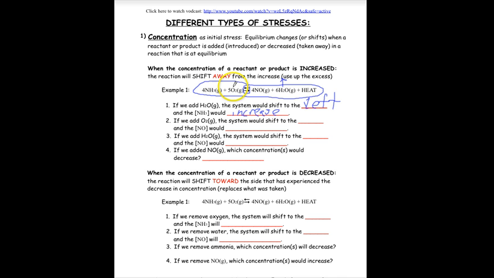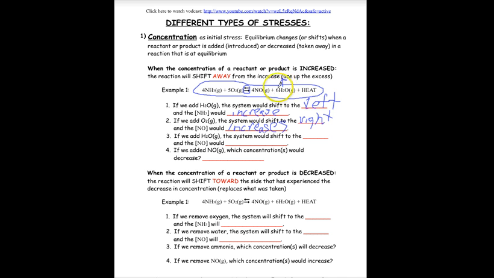If I add O2, so now I'm adding to this side, remember, add opposite. If I add to this side, it's going to shift to the opposite side, so it's going to shift to the right. And they're saying if it shifts in this direction, what's going to happen to that amount? Remember, whatever side it shifts to increases in concentration.